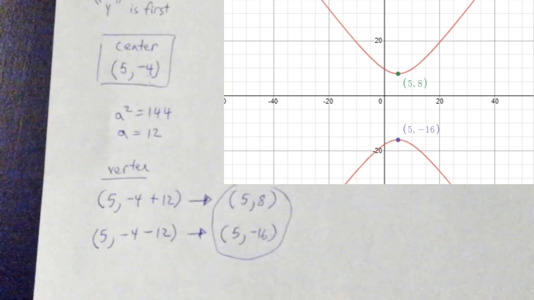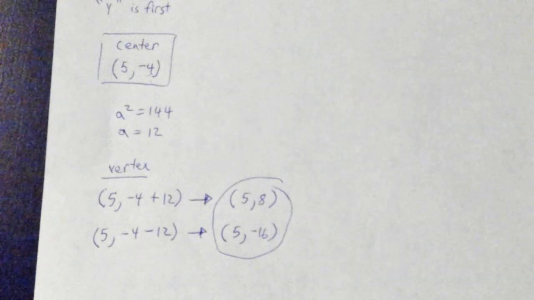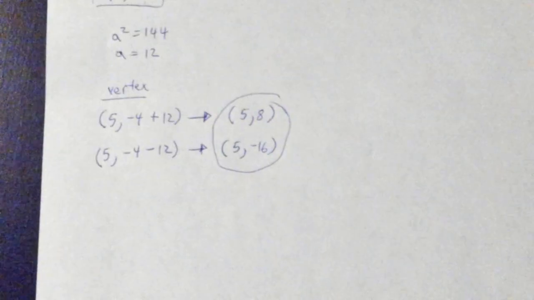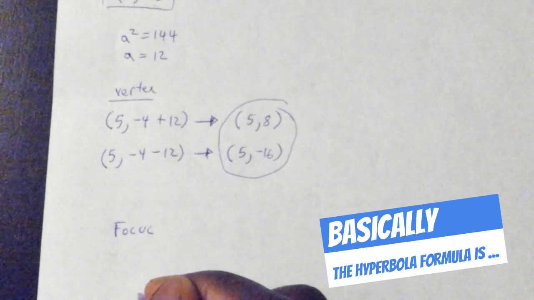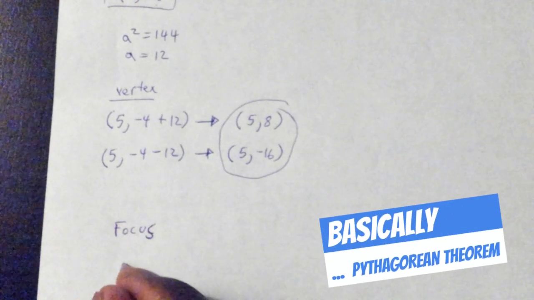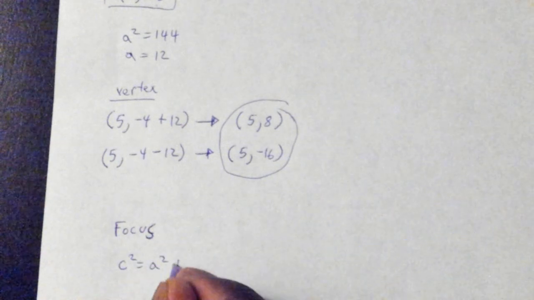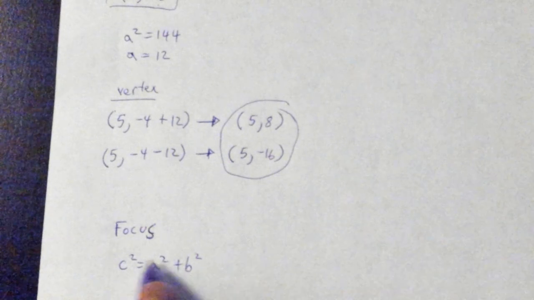And we want to remember that what we're dealing with is something that's different from an ellipse. So when we find the focus, the formula is going to be slightly different. It's going to look similar, but it's slightly different. So let's go ahead and find the focus of our hyperbola now. So this time we're using c squared equals a squared plus b squared for our hyperbola.